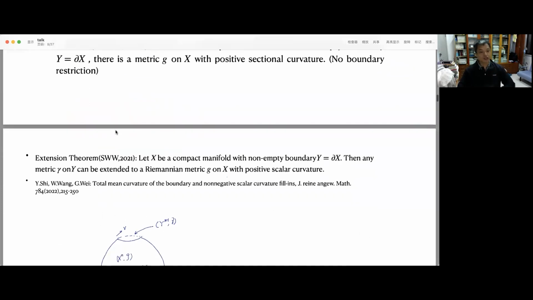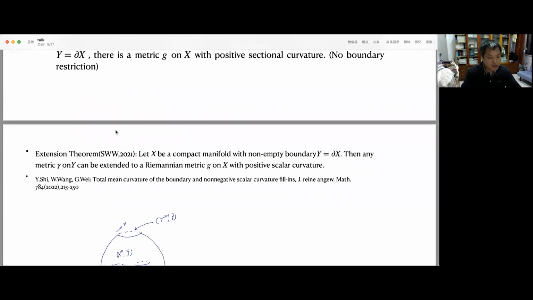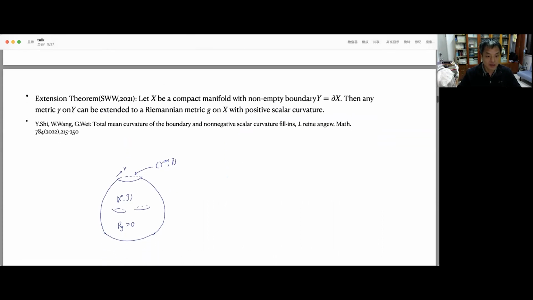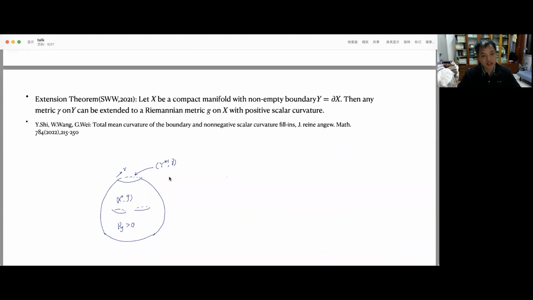Now, in recent years, my student Wang and my postdoc G.D. Wei proved that we do have such extensions. More precisely, let X be any compact manifold, Y be its boundary, and given any Riemannian metric gamma on the boundary Y, we can always extend gamma to a Riemannian metric defined on the interior of X so that the scalar curvature is positive.